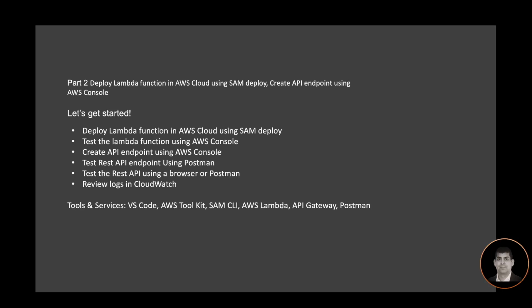Let's get started. I'm going to create a Lambda function in AWS Cloud using SAM deploy. Then I will test the Lambda function using AWS console. I'll create an API endpoint using AWS console. I will test the REST API endpoint using Postman, and then I'll review the logs in the CloudWatch.